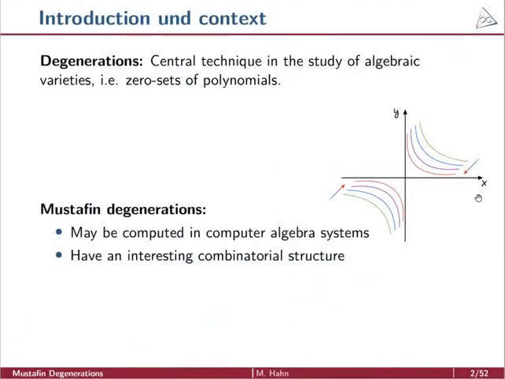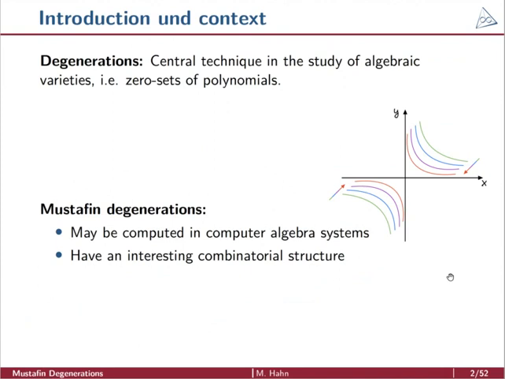The main players are degenerations. Degenerations are a central technique in the study of algebraic varieties, so the study of zero sets of polynomials in the easiest sense. Here on the right-hand side, we have a schematic picture of a degeneration that we will understand in maybe 5 minutes. And these Mustafin degenerations that give the name for this talk are a very special, but also very interesting class of degenerations.